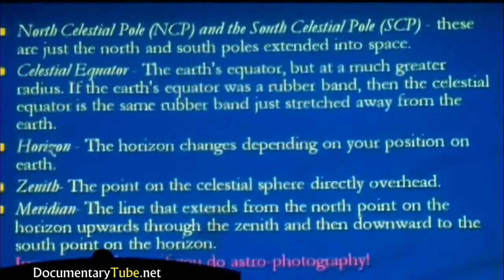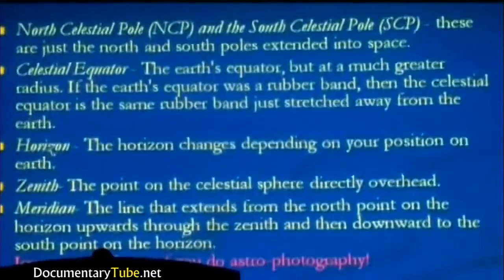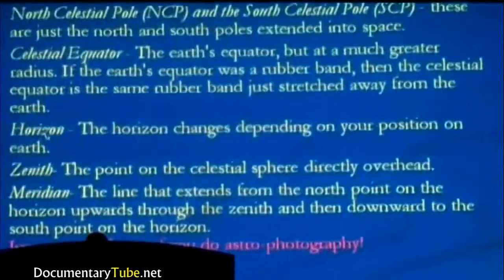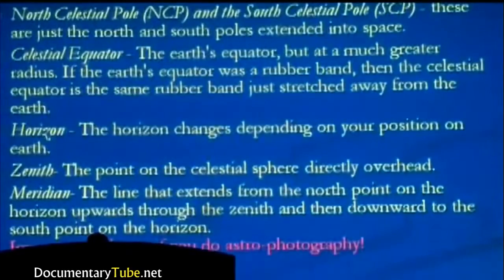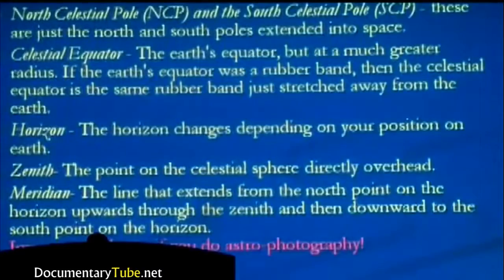Zenith is the point directly overhead, the point on the celestial sphere directly overhead. So when we say that an object is at zenith, you can think of it as being exactly 90 degrees above the horizon. The meridian is the line that extends from the north point on the horizon upwards through the zenith and then downward to the south point on the horizon.